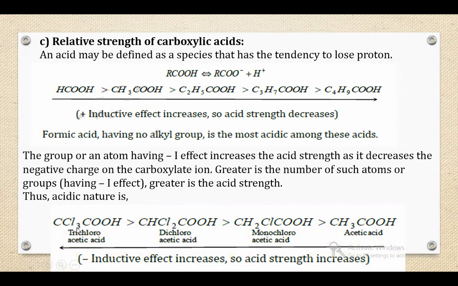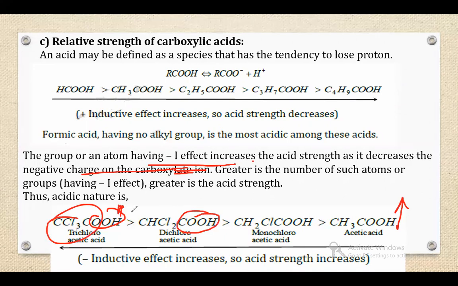On the negative inductive side, take CCl3, where all hydrogens are replaced with chlorine. So this is trichloroacetic acid. Trichloroacetic acid is more acidic than acetic acid because the CCl3 group has a negative inductive effect. As the negative inductive effect increases, the acid strength increases. The group or atom having a minus I effect increases the acid strength as it decreases the negative charge on the carboxylate ion. So this carboxylate ion, COO minus, decreases.